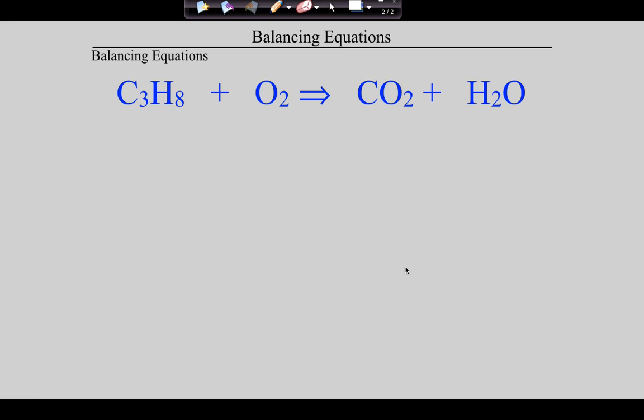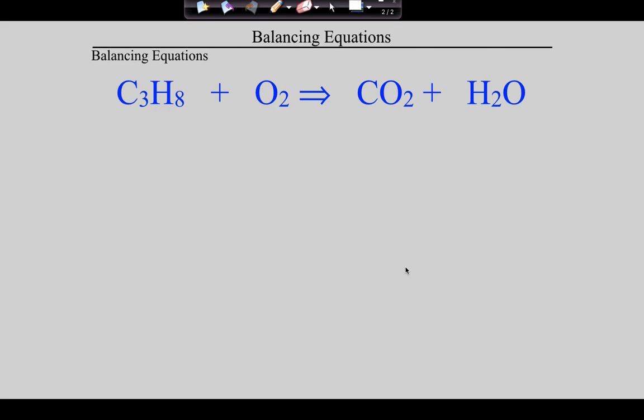So, guys, here's what we got. We got propane and oxygen going in. We got carbon dioxide and water coming out. You good? Okay, but again, you see this, right? How many carbons are going in? 3. How many are coming out? 1. That's bad. How many hydrogens are going in? 8. How many are coming out? 2. How many oxygens are going in? 2. How many are coming out? 3. We got problems.